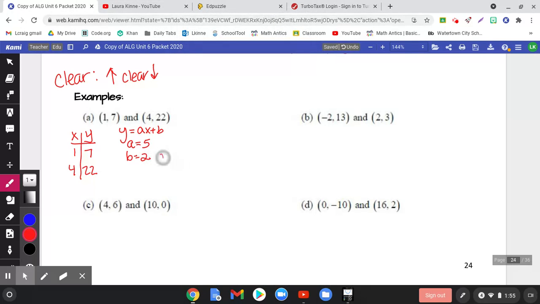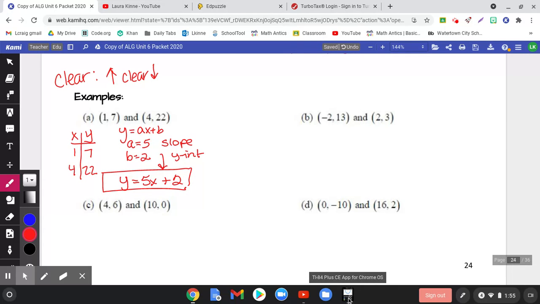So now when I write it, remember this is your slope and your y-intercept. So any question that gives you 2 points and says, what's the slope or y-intercept, you could use this method. All right, so our answer, let's just plug it in, y equals 5x plus 2. And that's it. All right, so let's just practice with a couple more of these.